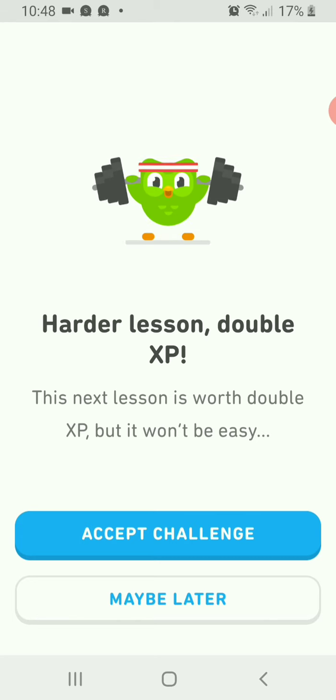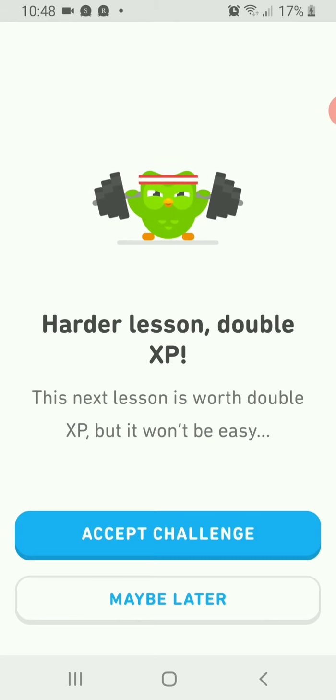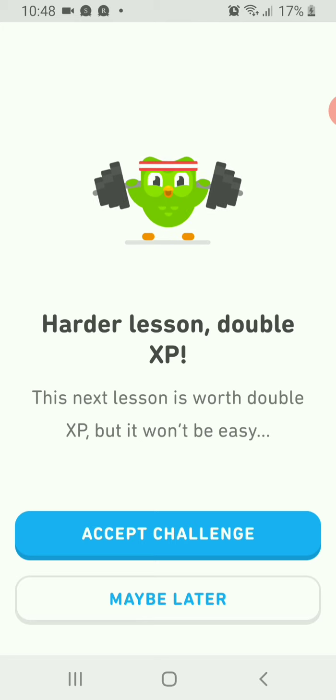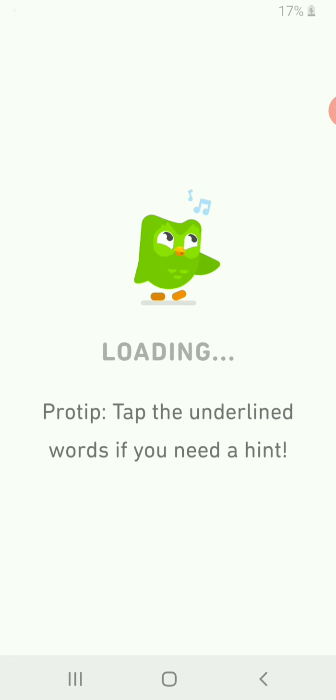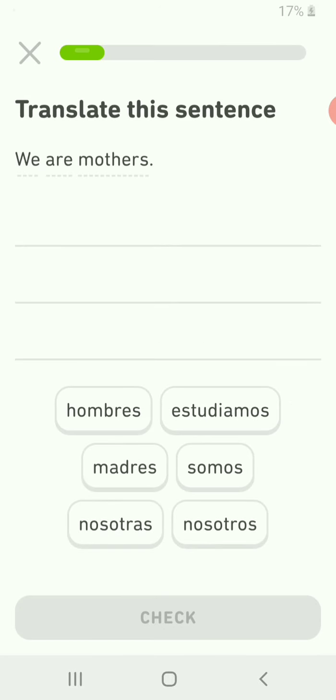So now I have a challenge. Harder lesson, double XP. This next lesson is worth double XP, but it won't be easy. They are inviting me to do some kind of rapid test and tap the underlined words. If you don't know something, you can just tap here, for example, mothers, madres, and so on.